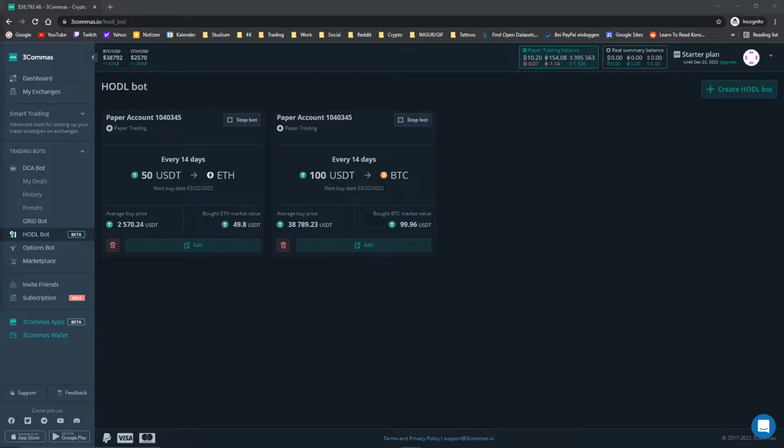A few days ago, 3Commas has added a new bot to the portfolio, the HODL Bot. This bot is specifically designed for long-term investments into any crypto. It works by buying a certain amount of crypto every X days that you specify. So for example, you could set up a HODL bot to buy $10 worth of Bitcoin every week at 10 AM your time. With this, you can make perfect use of the dollar cost averaging effect.